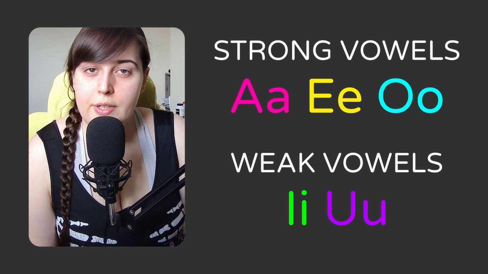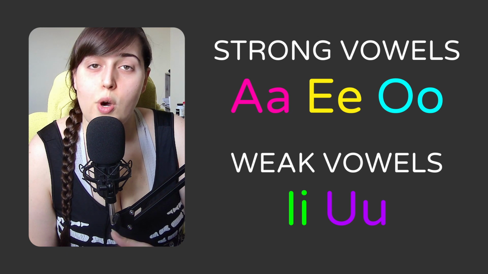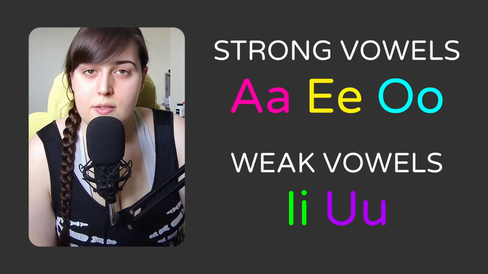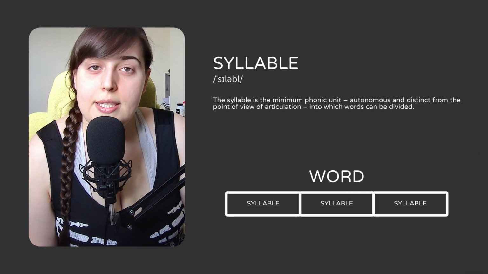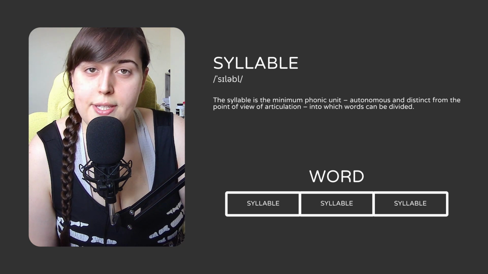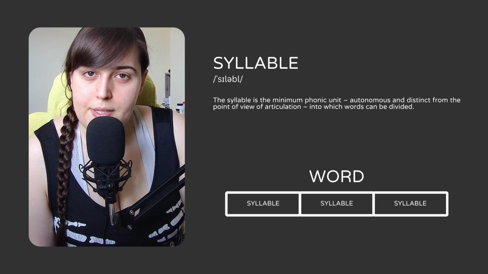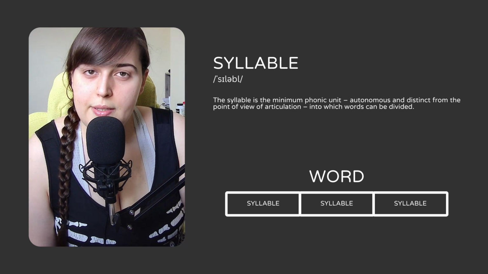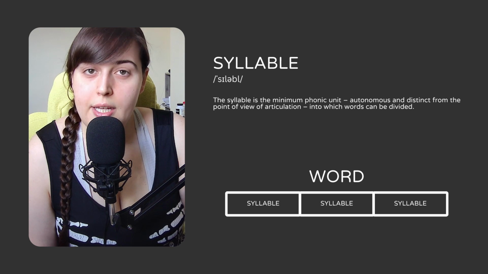However, before delving into the matter, we need to understand what a syllable is, since this concept is strictly related to strong and weak vowels. The syllable is the minimum phonic unit, autonomous and distinct from the point of view of articulation, into which words can be divided. In simpler terms, a syllable is the smallest fragment, the basic building block of a word, and, in fact, it can even consist of only one letter, a vowel. Now that we have clarified this, let's start with the strong vowels.